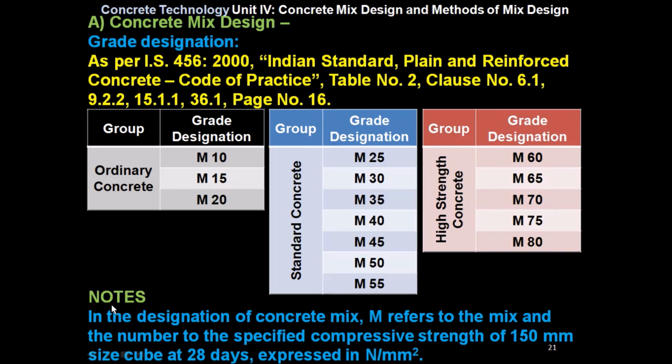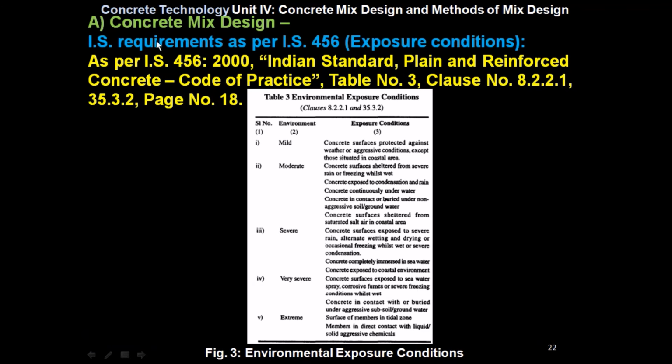The notes on the designation of the concrete mix: M refers to the mix and the number to the specified compressive strength of 150 mm size cube at 28 days, expressed in Newton per millimeter square or megapascal. IS requirement as per IS 456 exposure conditions.